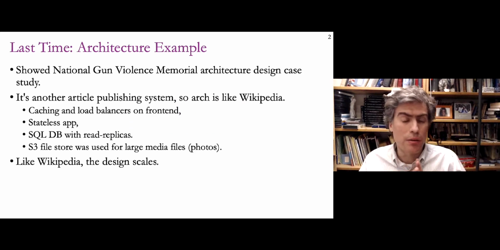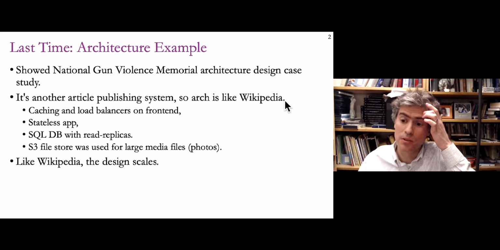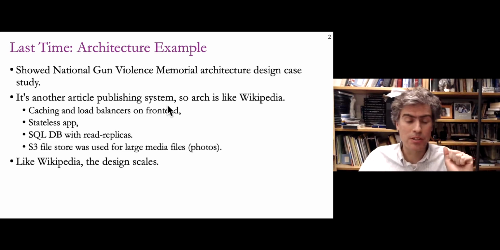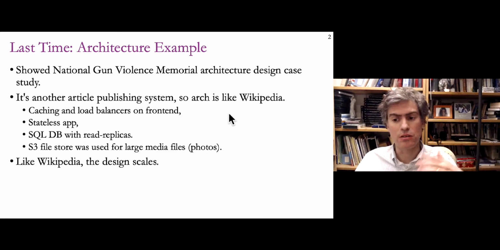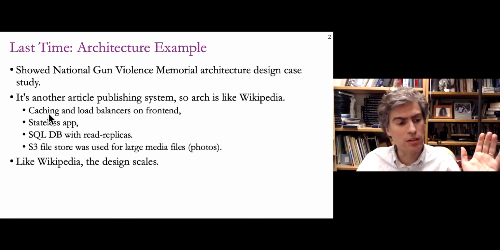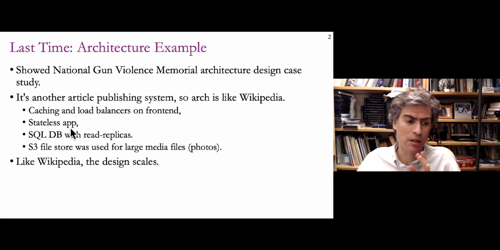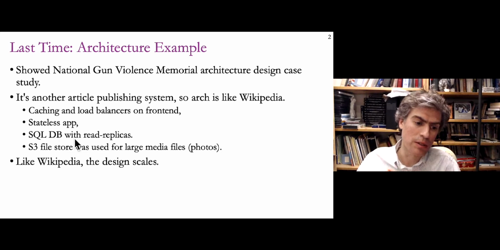Last time we did a basic architecture example looking at the National Gun Violence Memorial as a case study. This website is actually in some sense similar to Wikipedia because you can think of it as an article publishing system. And as a result, the architecture we had was the same kind of basic three-tiered architecture. So on the front end, we had a caching layer with a content delivery network. We had load balancers. Behind that, in the middle tier, we had a stateless application. And this is where the bulk of the custom code is. On the back end, there was a SQL relational database with read replication for scaling.